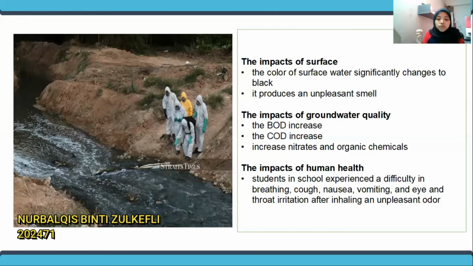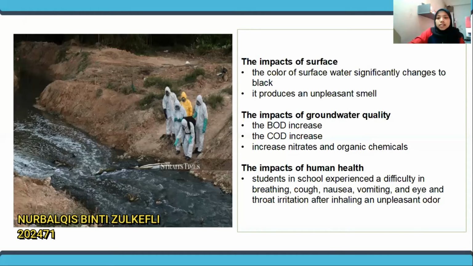The impacts on human health: many people in Pasir Gudang were affected, including several students from Pasir Puteh Primary School and Pasir Puteh Secondary School who experienced difficulty in breathing, cold, nausea, vomiting, and also eye and throat irritation after inhaling an unpleasant odor in their school compound. Some of the residents in Pasir Puteh residential area also noticed a strong foul smell in the early morning.